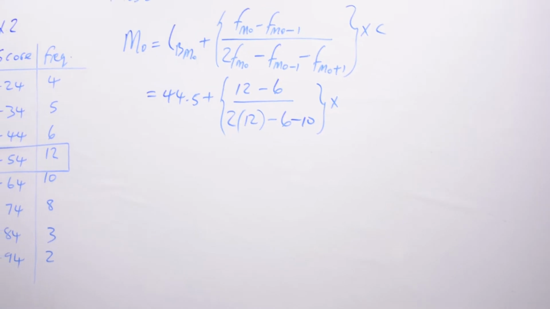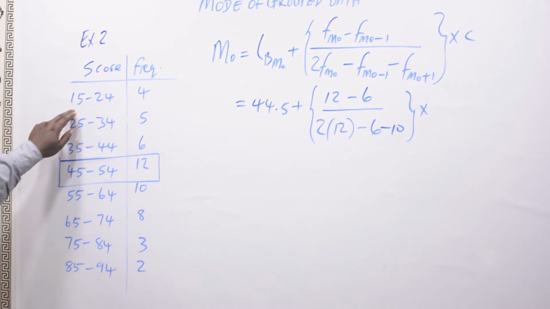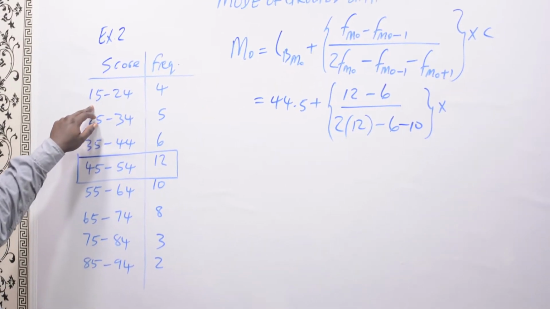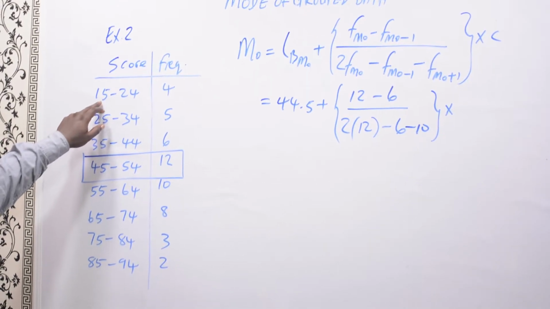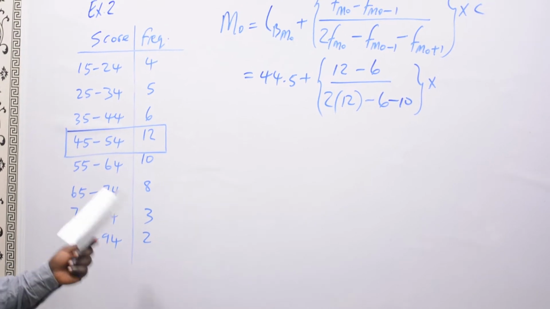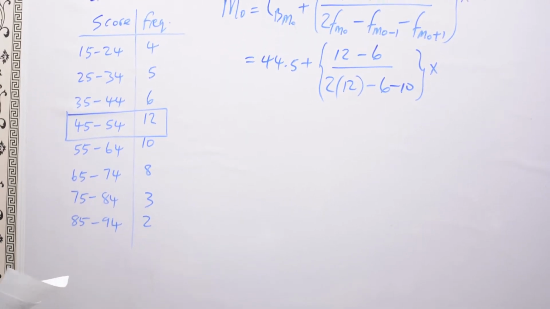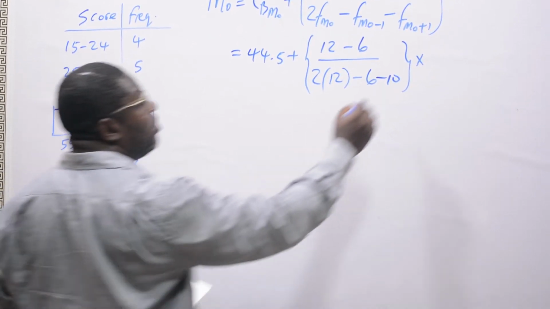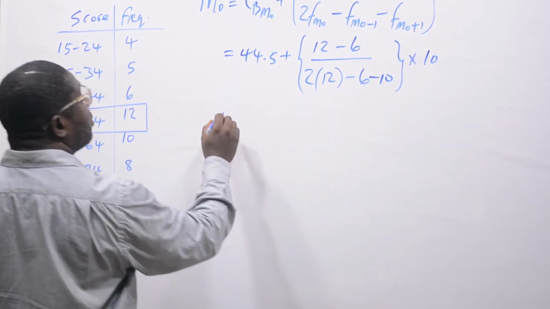The class size in this case is what? The class size is 10. So 15 to 24 is 10. You count all the elements in the class interval, that gives you the class size. So the class size in this example is 10. Let's continue with the solution.